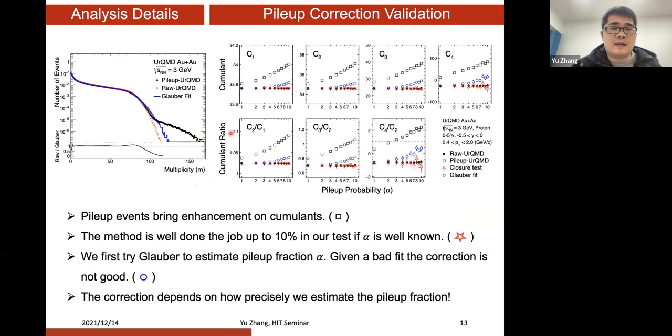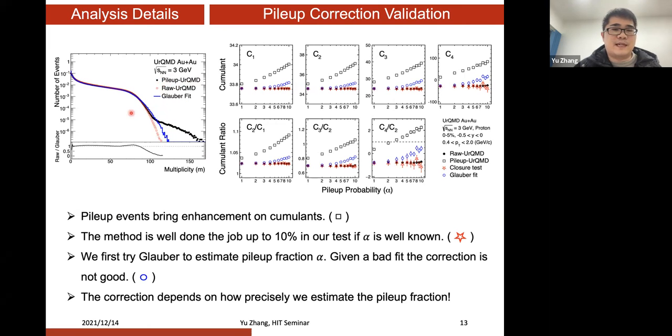So we validate this pileup method on the UrQMD model. The right top plot is the reference multiplicity from the UrQMD model. We randomly combine two events in UrQMD and construct the pileup events. The black circles are pileup UrQMD, which include the single collision events and the pileup events. And the raw UrQMD is the pure UrQMD data. We first try the global fit to the pileup UrQMD data to extract the pileup fraction.